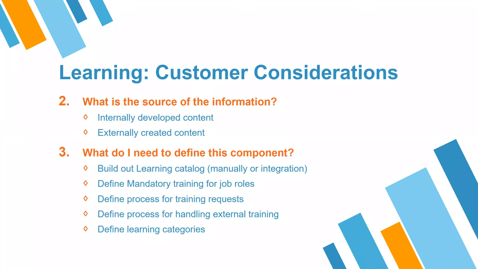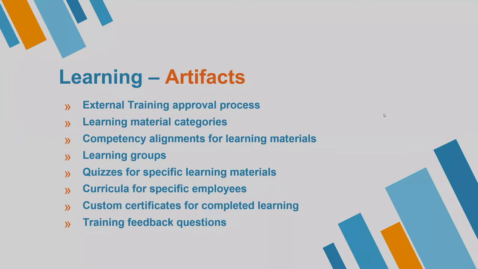And then we also have the ability to define categories. You would have to think about what it is that you want to classify the content as. Company policies, maybe specific technical training, so you can have a category for that. Company history, could be whatever you need it to be, but you can define those as well. It's just another way to group the information. And then those artifacts are external training, approval process, categories, competency alignments.